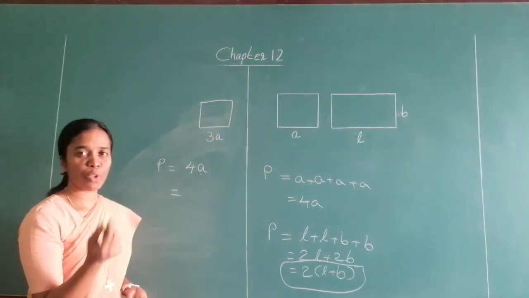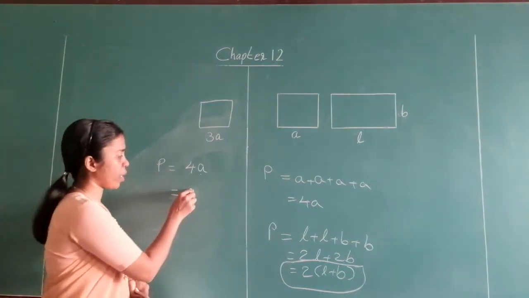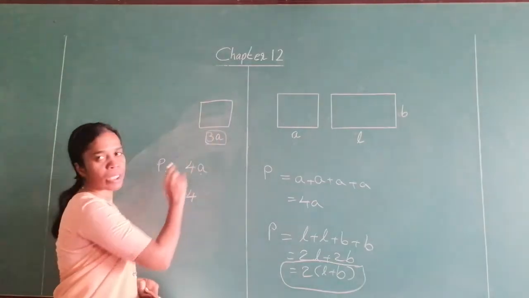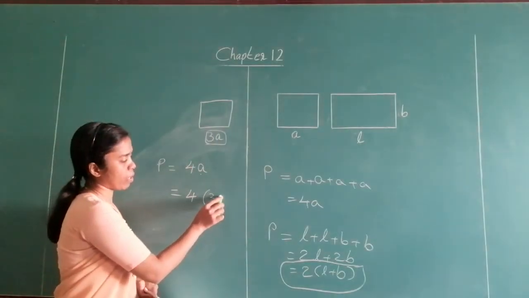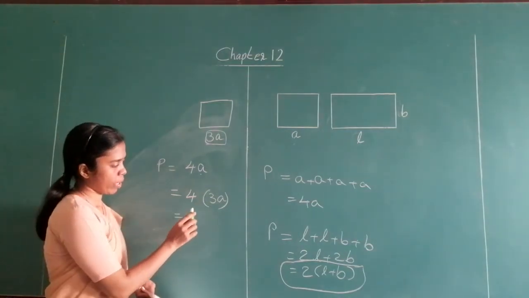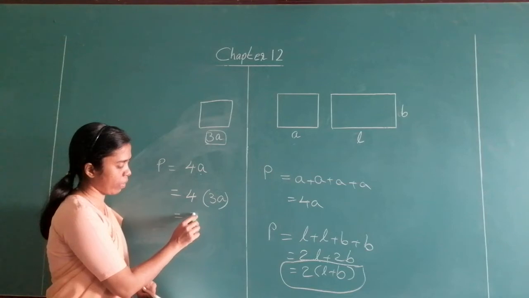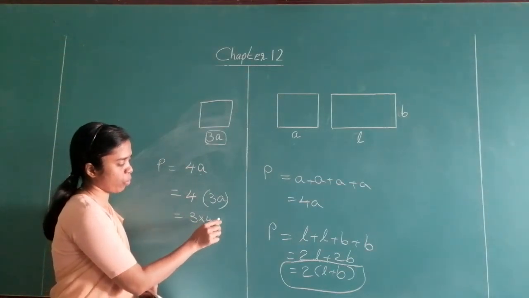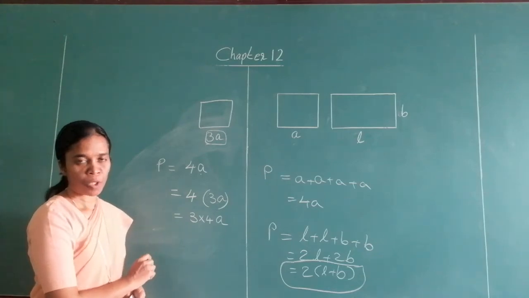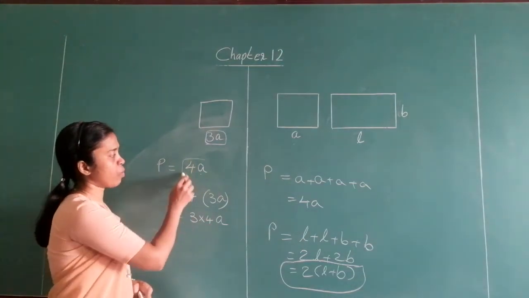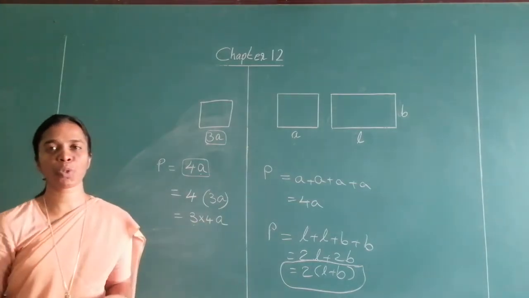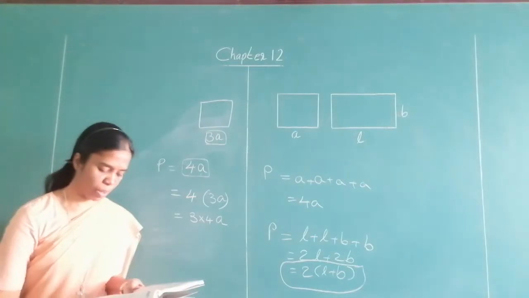to. What is the formula for perimeter of a square? 4A. So you write 4. Now, instead of A, what do we have over here? 3A. So that you put in a bracket. 3A. Now, how many times do you get? You take that also out. So you will have 3 into 4A, because 4A is the first perimeter. Now, how many times more? 3 times more. So you write the concluding statement.